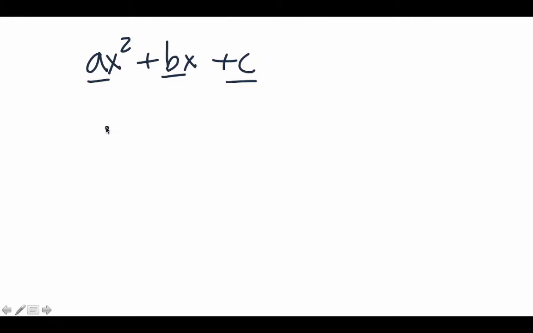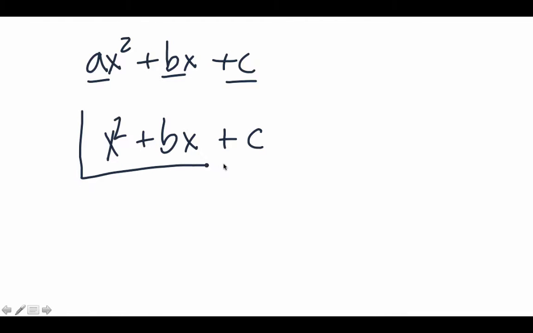To make our life a little easier right now, we're only going to worry about quadratic trinomials where a is equal to 1. So notice that there's no number here. That's like having a 1. So we're going to learn there's a special way that these factor. And this should look familiar.